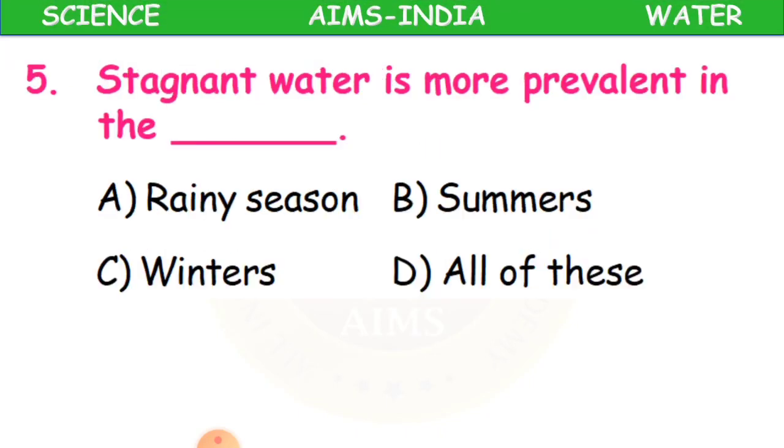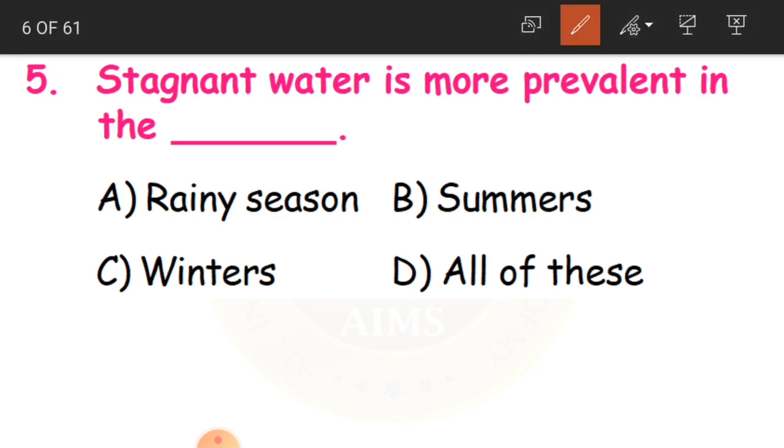The fifth question is: stagnant water is more prevalent in the dash. What do you mean by stagnant water children? The water which stops flowing. You can also say standing water, which remains on the surface of the land without flowing. That water is called stagnant water, and this water is very harmful. When you have water standing on the surface, you can have so many germs, bacteria, mosquitoes and all that living in that water, which are again going to cause harm to our bodies.